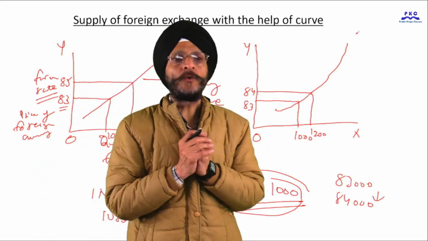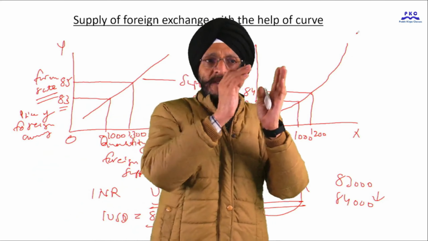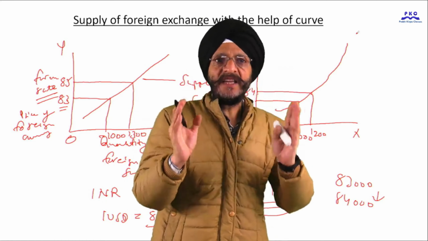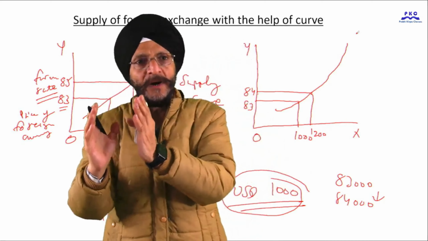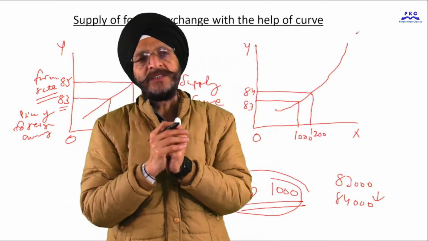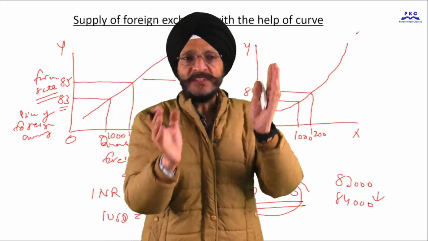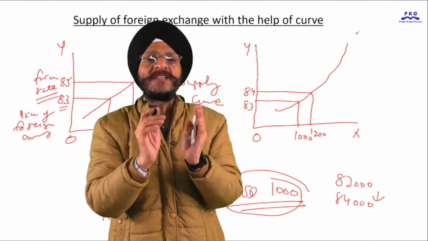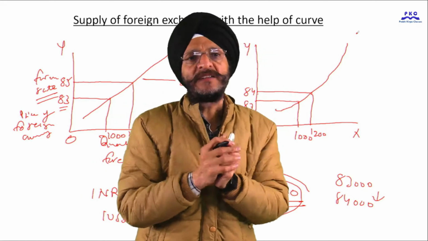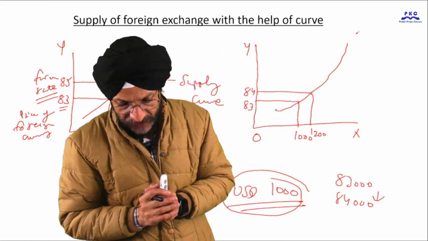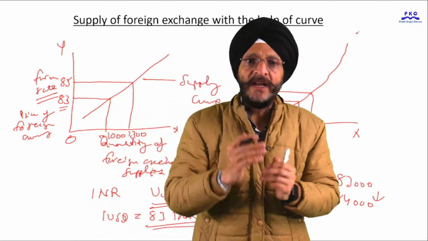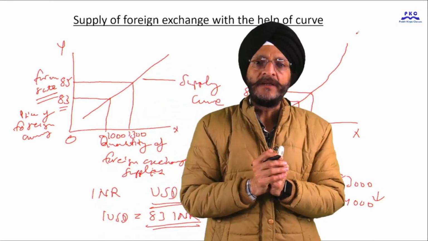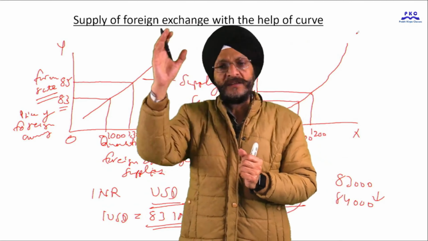It is important to note that the shape of the supply curve as well as the demand curve of foreign exchange depends on various factors such as government intervention, trade agreements between two countries, and speculative trading in the international forex market.